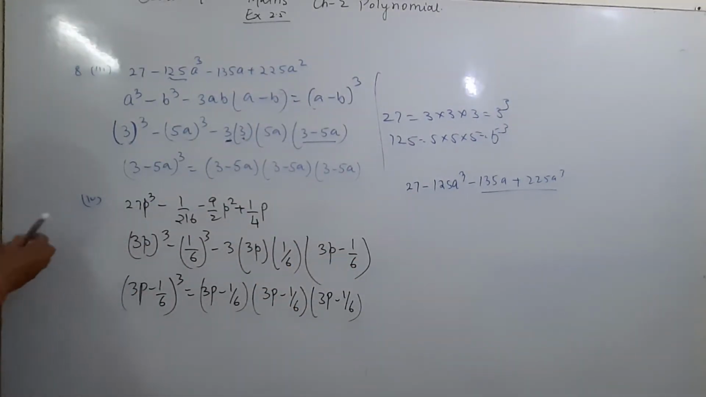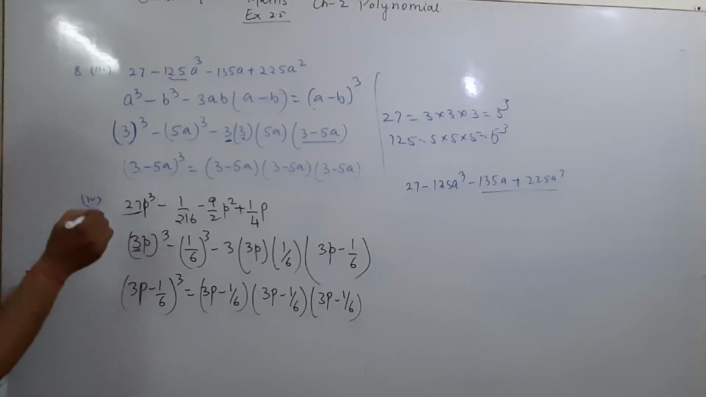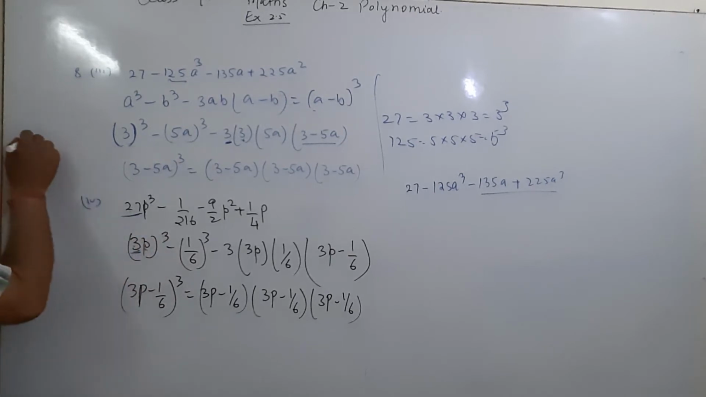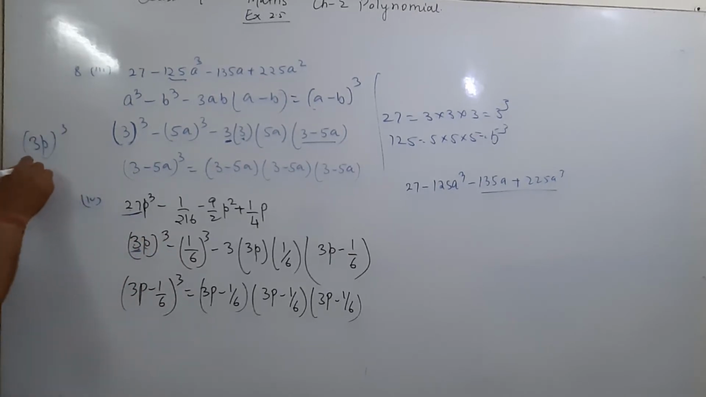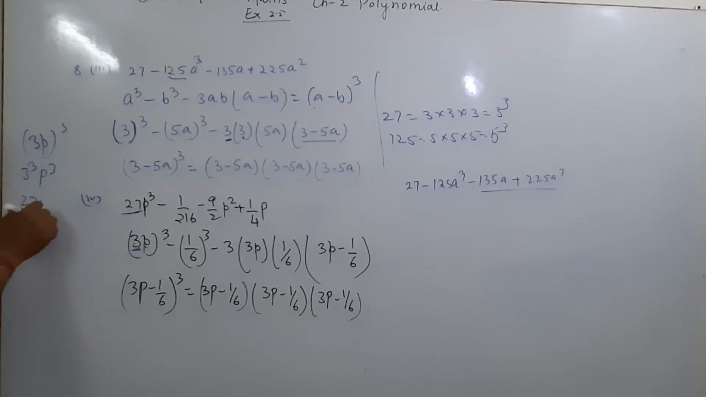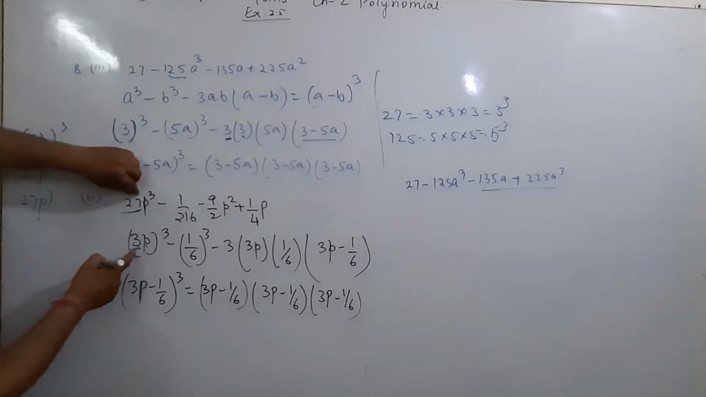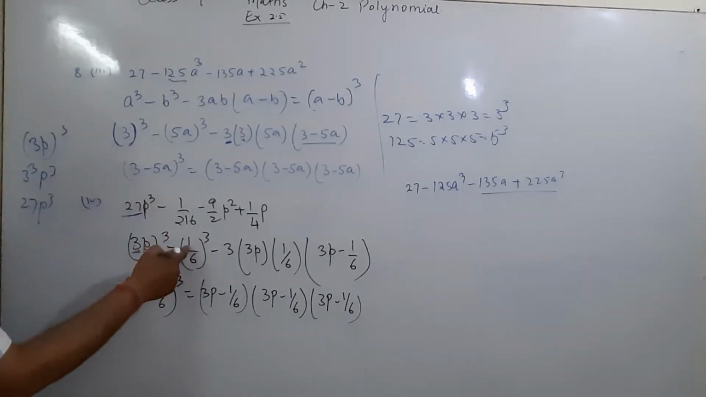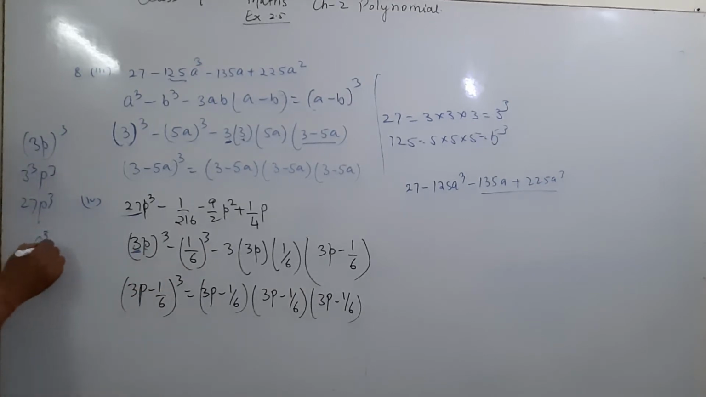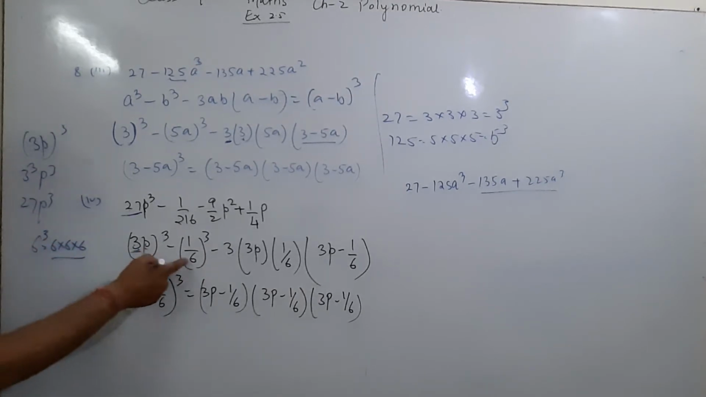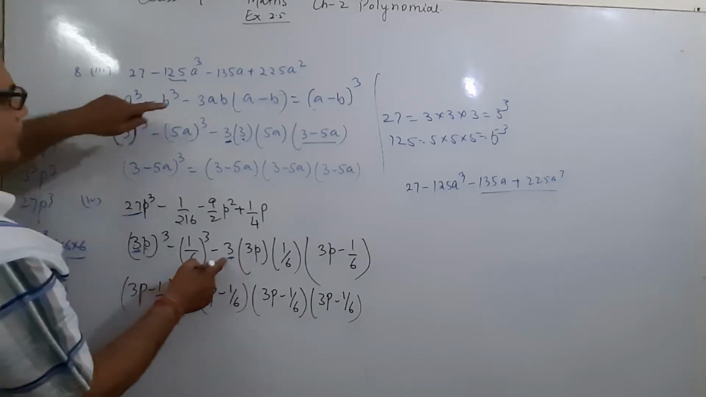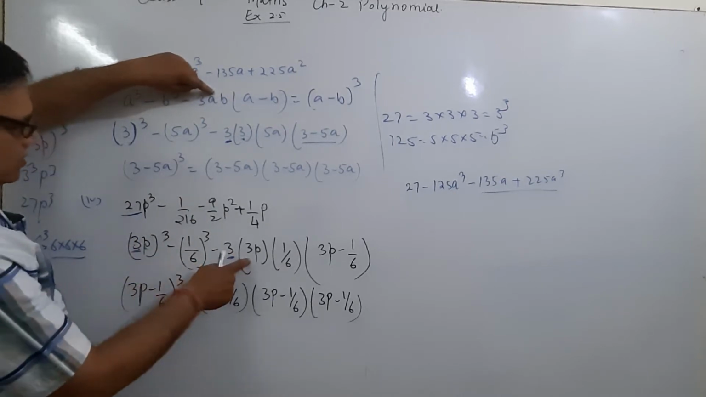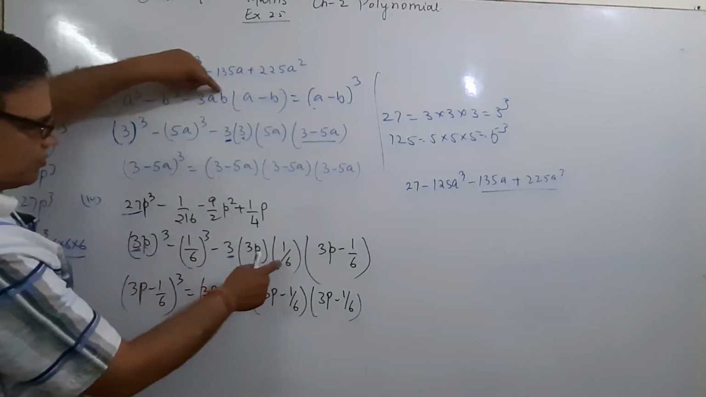And this 27. Here is 27. 27 is the cube of 3. P is same. 3 cube, P cube, 3P cube, 3P whole cube. 3 cube P cube, 3 cube is 27 P cube. Minus 216 is the cube of 6. 1 cube is equal to 1. 6 cube, 6 into 6 into 6. 6 cube minus 3. This is 3, 3A. And now this A is 3P, A is 3P. B is 1 by 6.